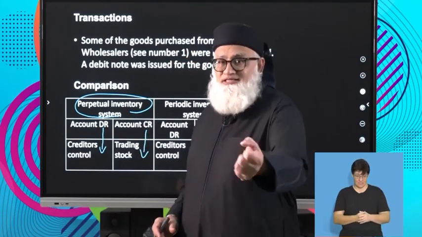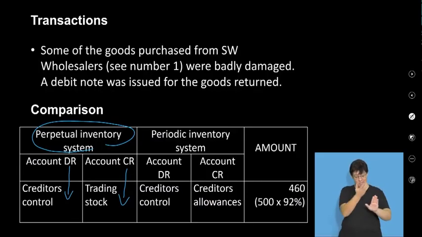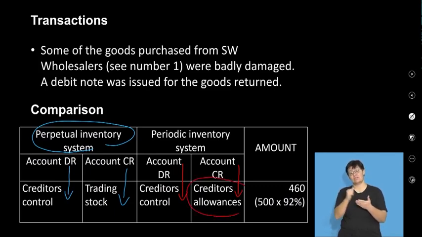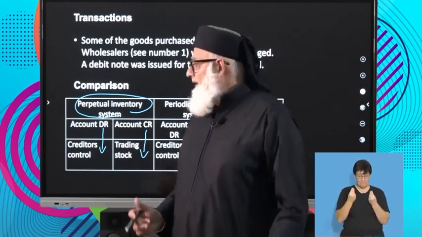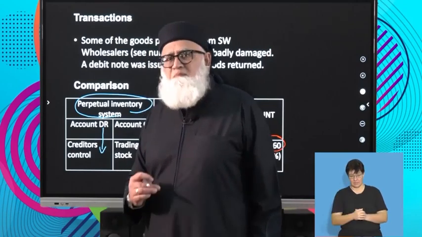Okay, now take that same transaction using the periodic inventory system. Here we go. Account debited is creditors control. Notice the same account, but your credit is creditors allowances. That is important. Okay? And clearly it was based on the previous one, so the amount was the 460 Rand, because there was a trade discount. I've explained that already, so I'm just showing you that the figure you get would be related to number one.